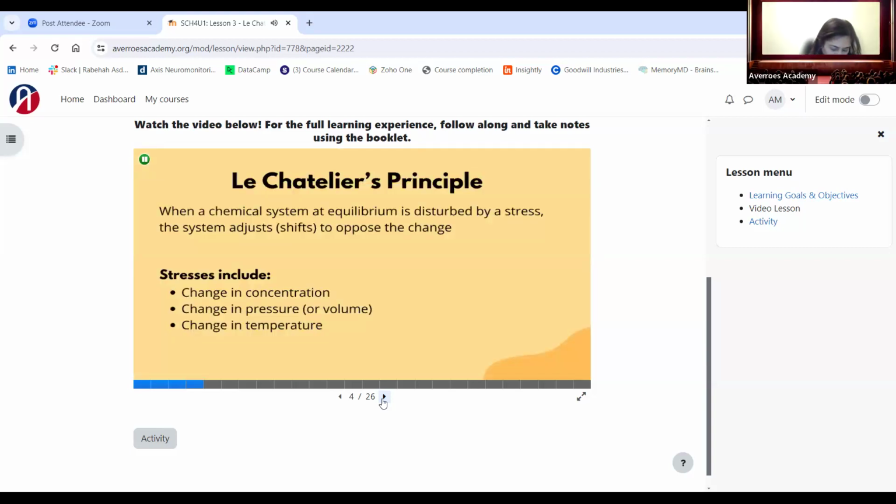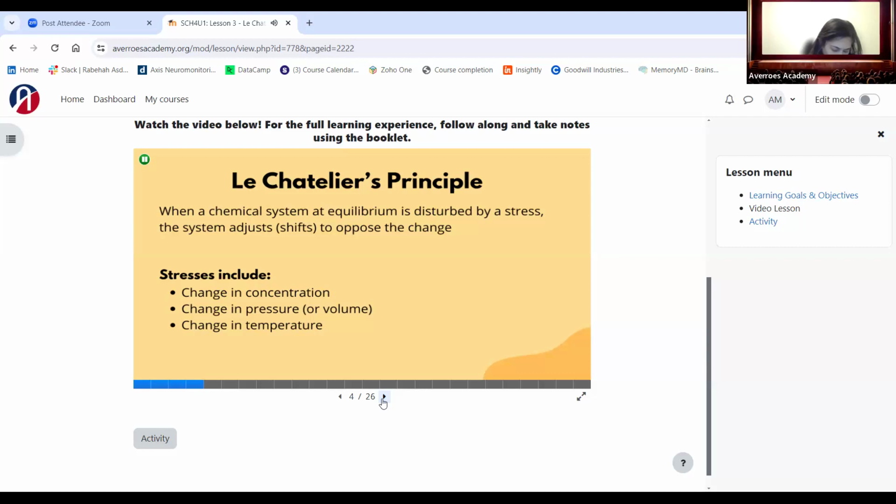So Le Chatelier's principle states when a chemical system at equilibrium is disturbed by stress or change, the system adjusts or shifts to oppose the change. Right? So the system adjusts in a way that opposes a change, and this principle was developed in 1884 by a brilliant French chemist, Henry Louis Le Chatelier, who made many observations of chemical systems at equilibrium. Developing this generalization, which has become one of the most powerful laws in science.